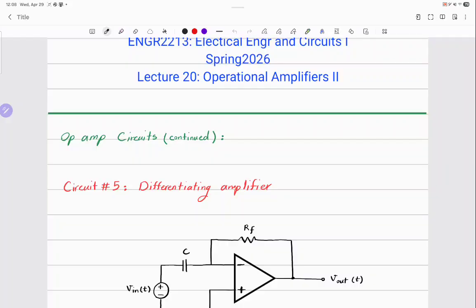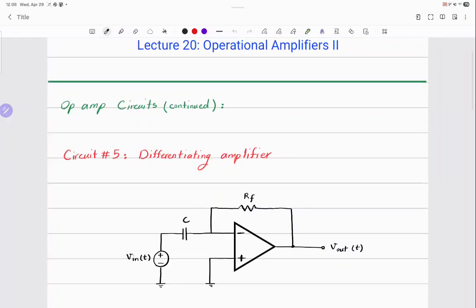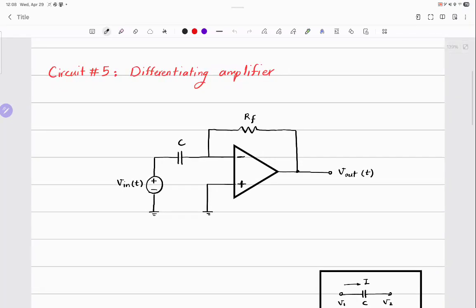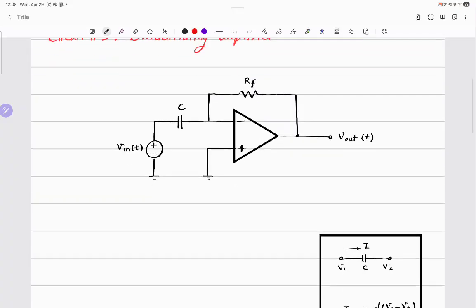So after talking about and introducing operational amplifiers, we talked about 4 op-amp circuits: non-inverting amplifier, inverting amplifier, adders, and differencing amplifiers. Now we're going to change the circuit a little bit and place a capacitor in the circuit and talk about differentiating amplifier. Let's see what happens in this circuit.